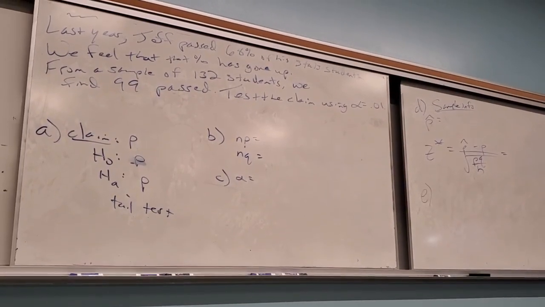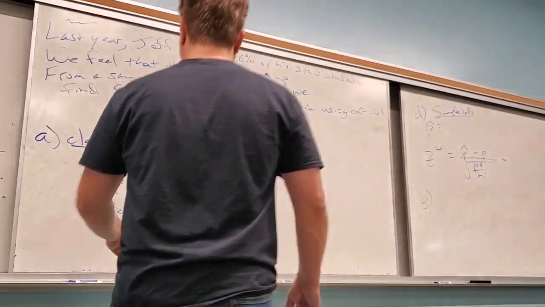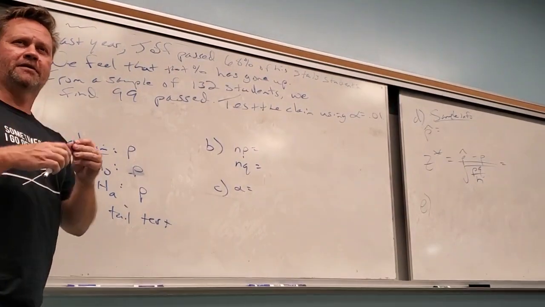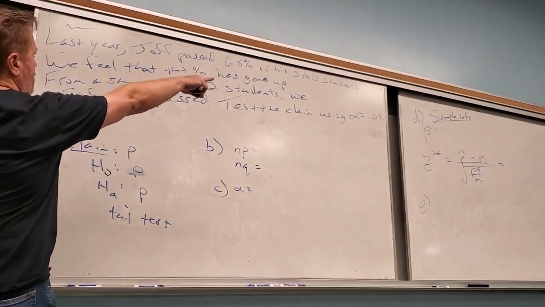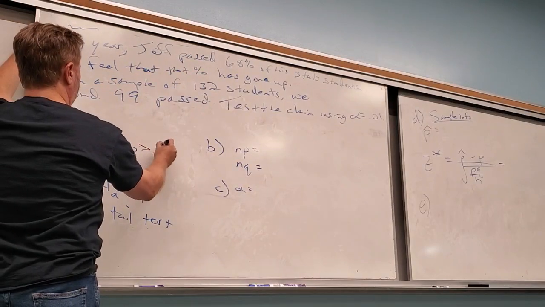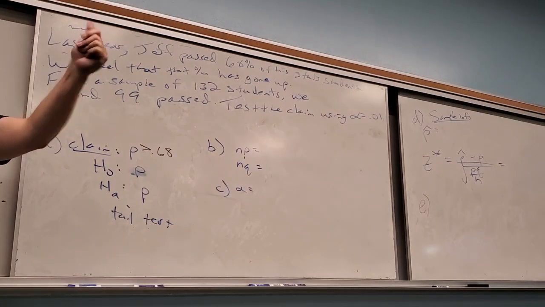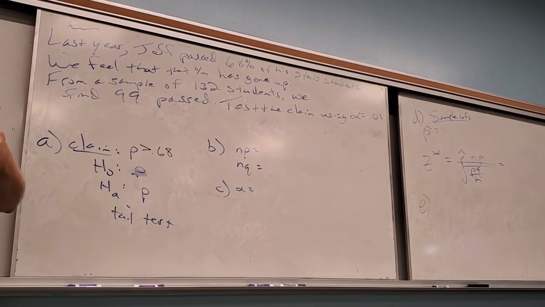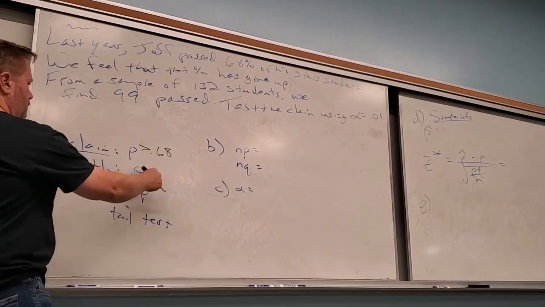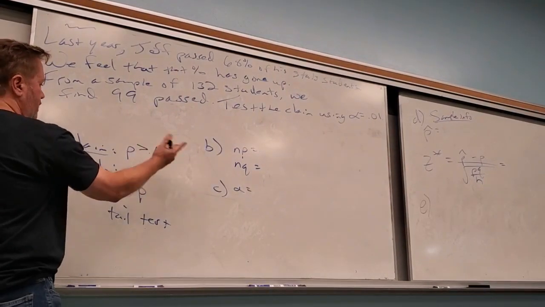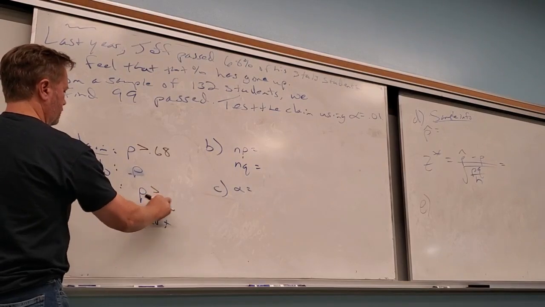All right, guys, I'm going to catch up to you. What is the claim in math-ish? Yeah, we think it's gone up from 68, so greater than 0.68. Always make percentages into decimals immediately so you don't make any mistakes. So where does that go? On the half. Because it doesn't have an equal sign, so it goes here, yeah, there.